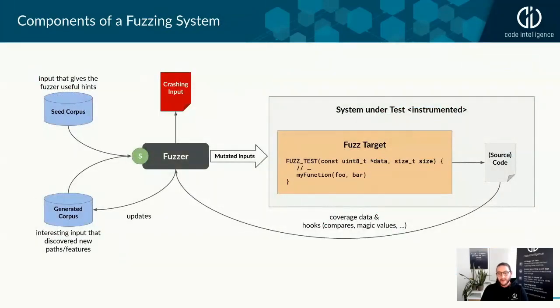How this looks in a modern fuzzing system, this chart will explain. In the middle, we have the fuzzer. It's the main driver of this whole system. It mutates the inputs and feeds them to the application. On the right side, we have the system under test, and it's important for the modern approach that it's instrumented. Usually it's called a fuzz target or fuzz test.